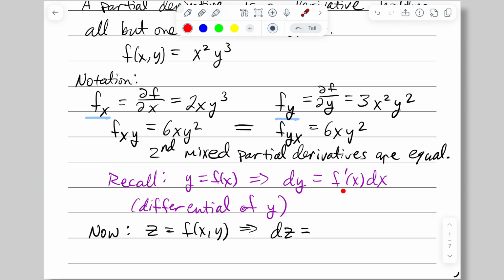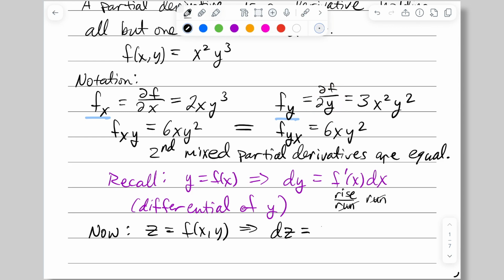Now let's go back up here to dy equals f prime of x dx. f prime of x is a slope for any value of x. Well, that's rise over run. The dx we can think of as run because it's a horizontal distance, and when we divide out the runs, we're left with rise, which is exactly what dy, the differential of y, is. In the case of the differential of z, we have rise over run when x changes, but we also have rise over run when y changes.